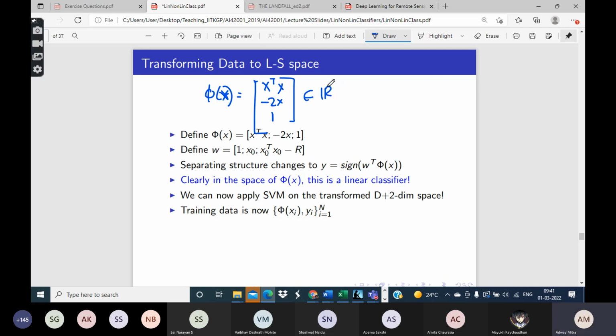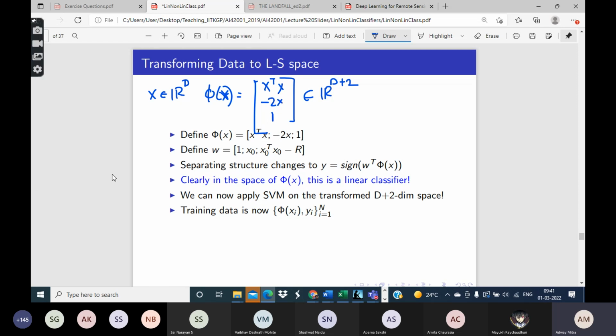Sorry, it's not 3D. This is 1, this is also 1, and this x is d-dimensional. So it is d plus 2. Okay. So x is in R^d, and phi x is in R^(d+2). This is a scalar, and x is just the original vector x multiplied by this coefficient of 2.